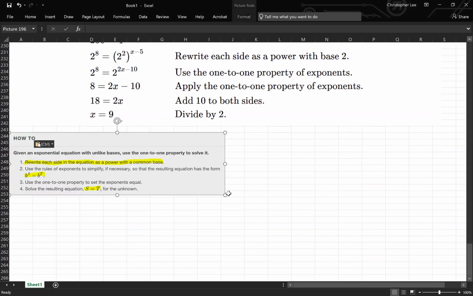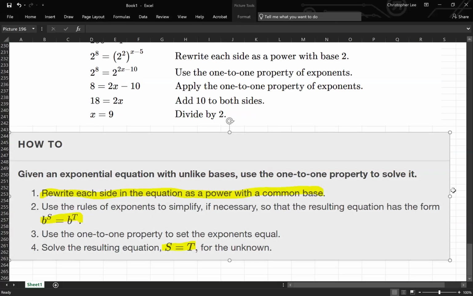Let me show y'all how to do this real quick, give y'all some notes. So given an exponential equation with unlike bases, different bases, right? Use the one-to-one property to solve them. So you rewrite each side of the equation as a power with a common base, right? Use the rules of exponents to simplify if necessary so that the resulting equation has the form: base to some power is equal to the same base raised to some other power, right? Use the one-to-one property to set the exponents equal, and then solve the resulting equation, which is the exponents, s is equal to t, for example, for the unknown. Questions? It's good? All right. Let's keep moving.